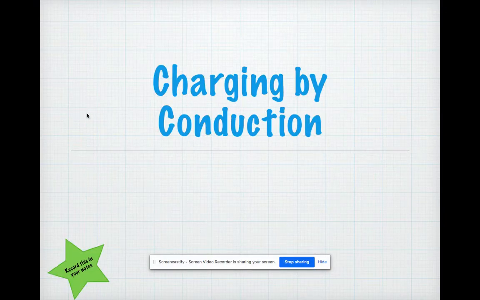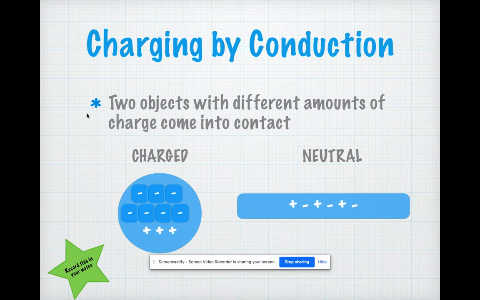So in charging by conduction, let's take a look at what it is. We have two objects with different amounts of charge. So already this is different from charging by friction. In charging by friction, we had two neutral objects. Now we've got a neutral object and we've got a charged object. Let's see what happens when they come in contact. So our neutral object has now come in contact with our charged object.